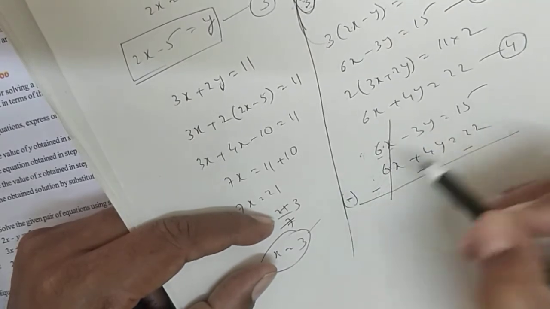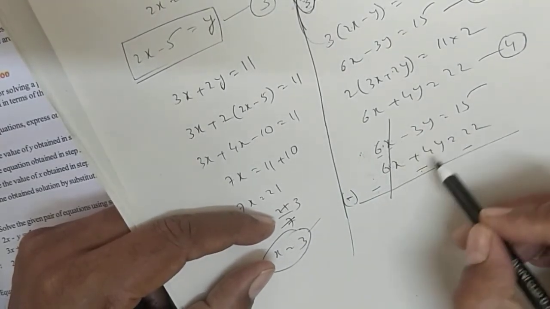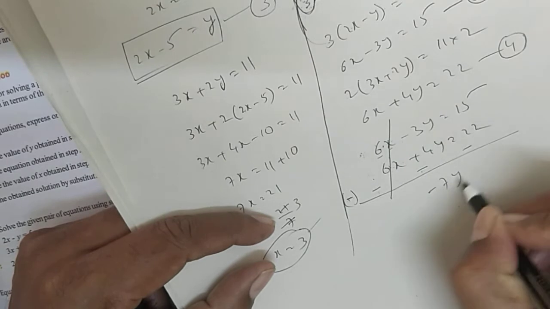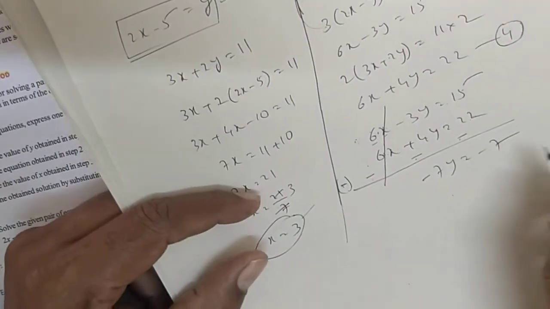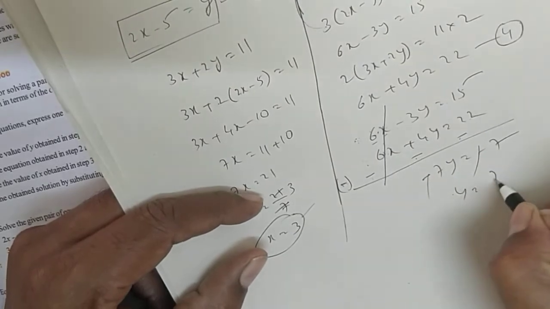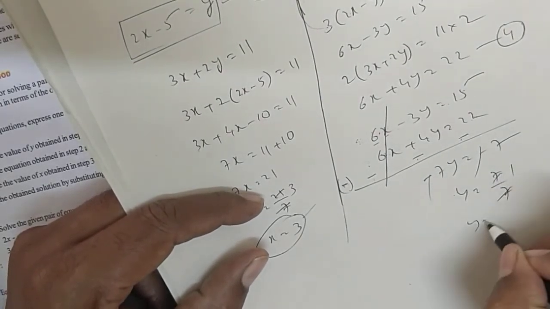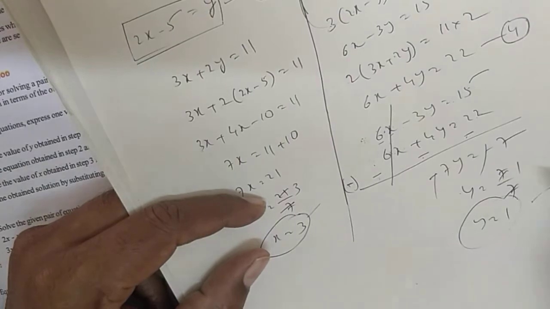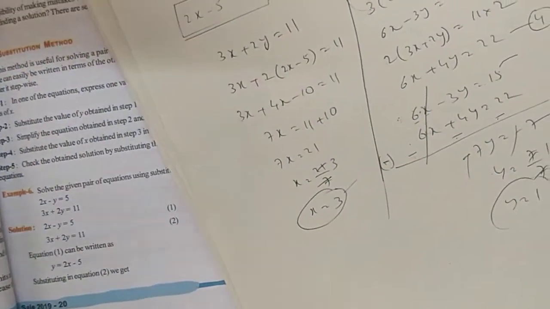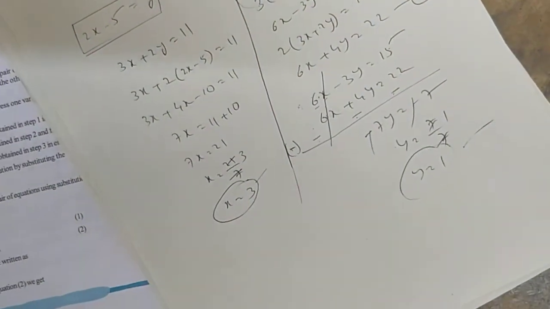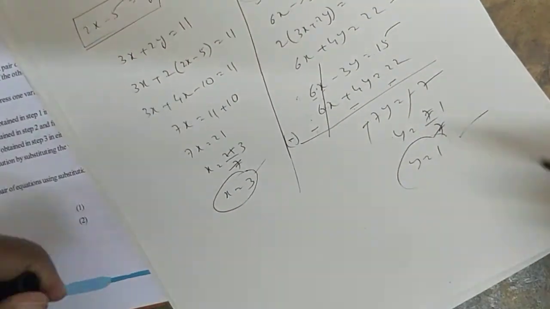Plus 6x minus 6x will be cancelled. Minus 3y minus 4y is minus 7y. Plus 15 minus 22 means minus 7 will come. Minus minus cancel, 7 by 7, so y is equal to 1, you got it. So you got y is equal to what here? 1.